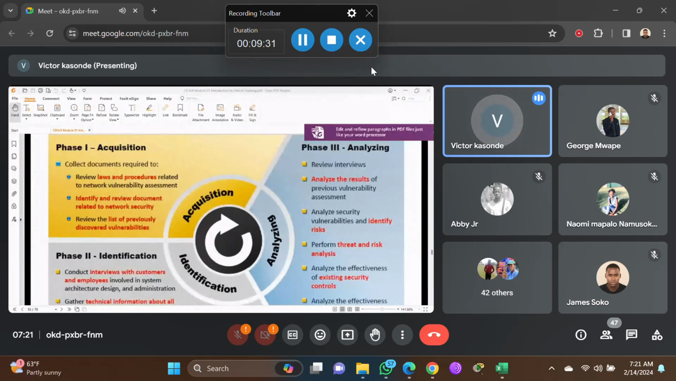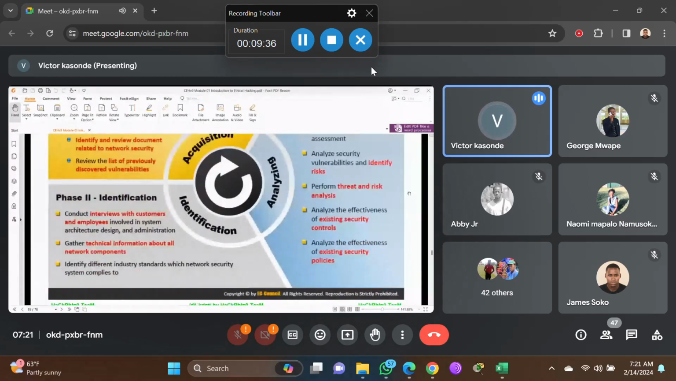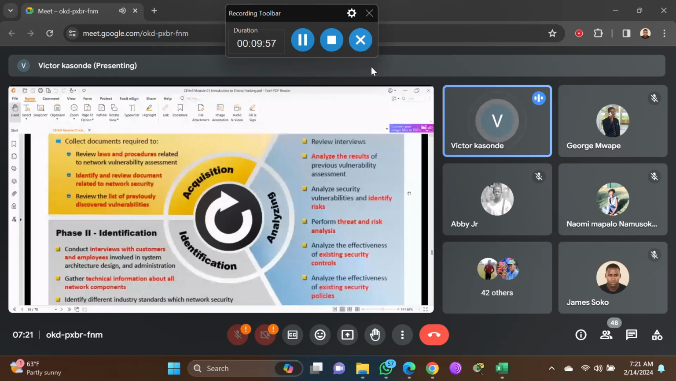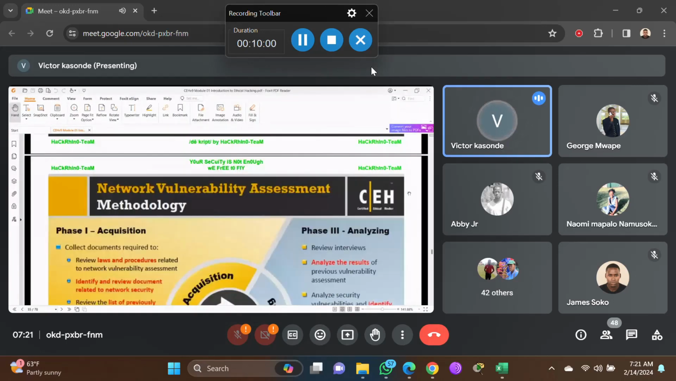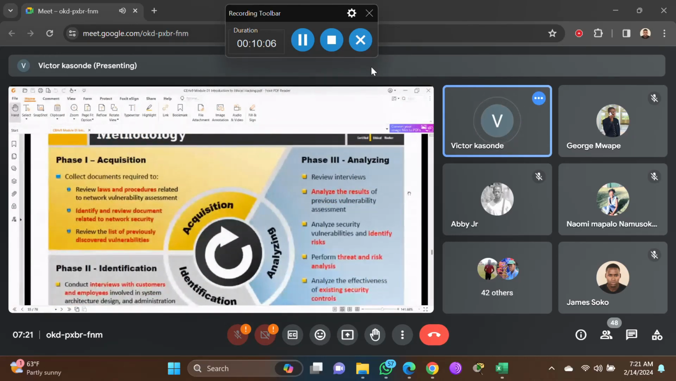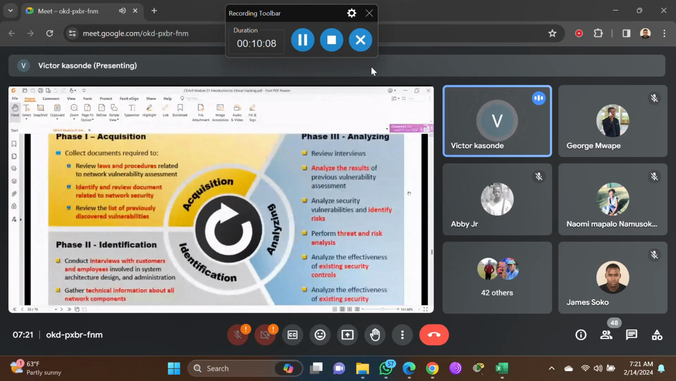Phase two: conduct interviews with customers and employees involved in the system architecture, design, and administration. Gather technical information about network components and identify the different industry standards, what is on the market. And then in phase three, you have to analyze whatever you have collected: analyze, review, interview, analyze results of previous vulnerabilities, analyze security vulnerabilities, and identify risk.